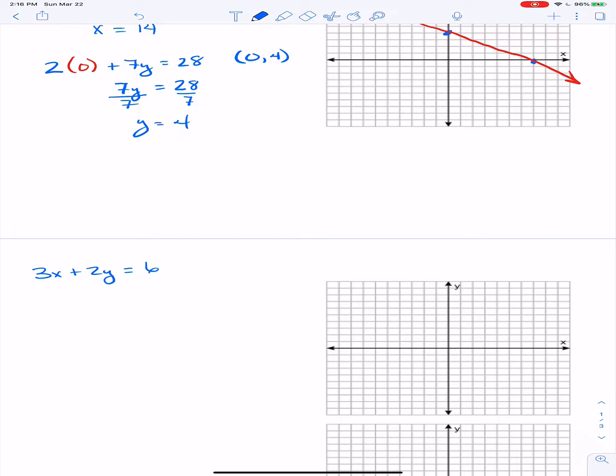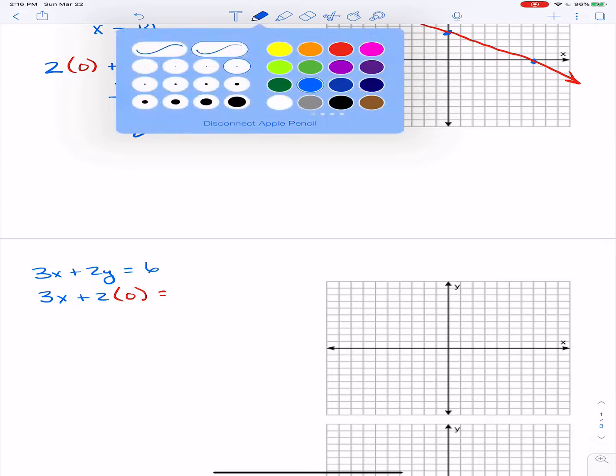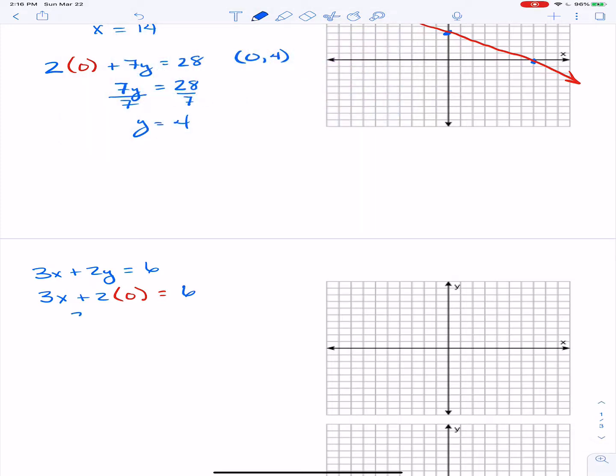Here we go. So the very first thing I'm going to do is find my x-intercept. For this one, I'm going to make my y equal to 0. And then I'm going to solve this equation. So I get 3x equals 6. I divide both sides by 3. And so x is equal to 2. So in this case, my x-intercept is going to be 2 comma 0.